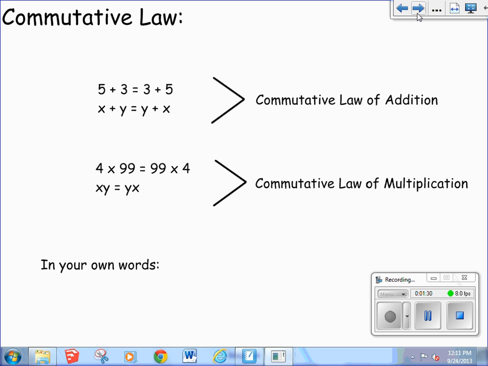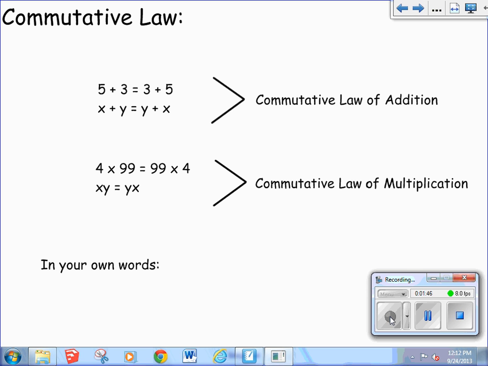So what I want you to do right now is copy down this screen, commutative law, and the examples that I've given you. While you're copying them down, I want you to think about what that law is telling us we can do. And then we'll check in with you guys in a second.